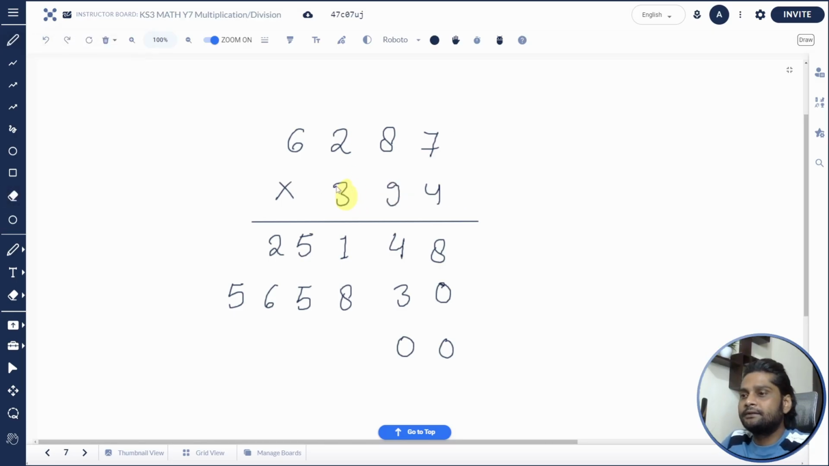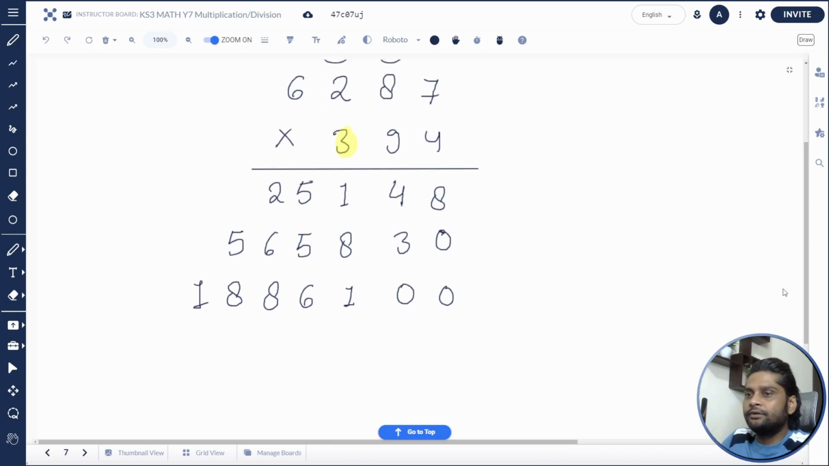So as we multiply 3, 7 times 3 gives you 21. Now 2 is carried to the next number. Now 3 times 8 is 24. 24 plus 2 gives you 26. Now 2 is carried to the next number. 3 2s are 6. 6 plus 2 is just 8. Now 3 times 6 is 18. And now we are done.